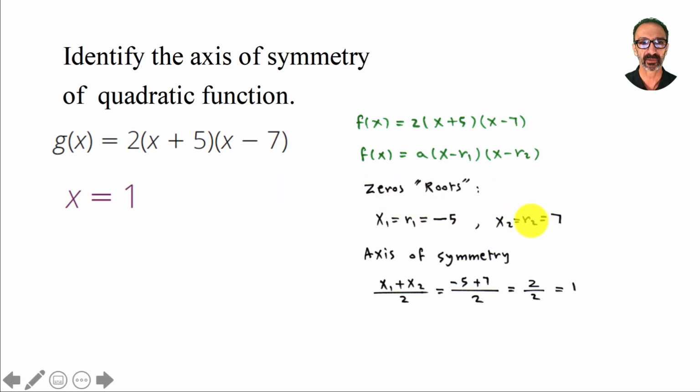On the second part, r2 equals 7, which is compared to this right here. Now to find the axis of symmetry, I mentioned that it's right in the middle because the graph is symmetric about the axis of symmetry. So the roots will be to the right and left with equal distance. So we need to find the average of the roots to get to the middle: (x1 plus x2) over 2, those x1 and x2 being the roots. Negative 5 plus 7 over 2, that's 2 over 2, which is 1, as what we have here.